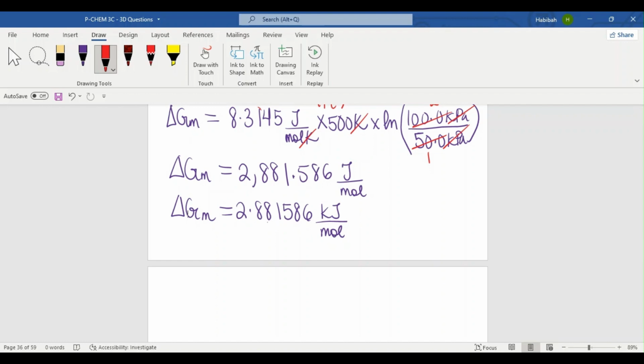So we're going to stop here. Rewriting this, our final answer for the change in molar Gibbs energy is actually 2.80 kilojoule per mole. So that's basically how you answer this particular question.